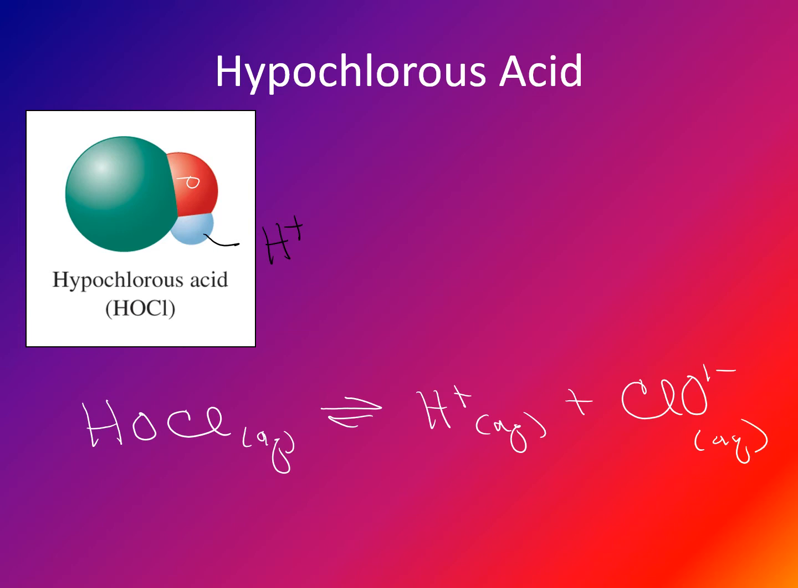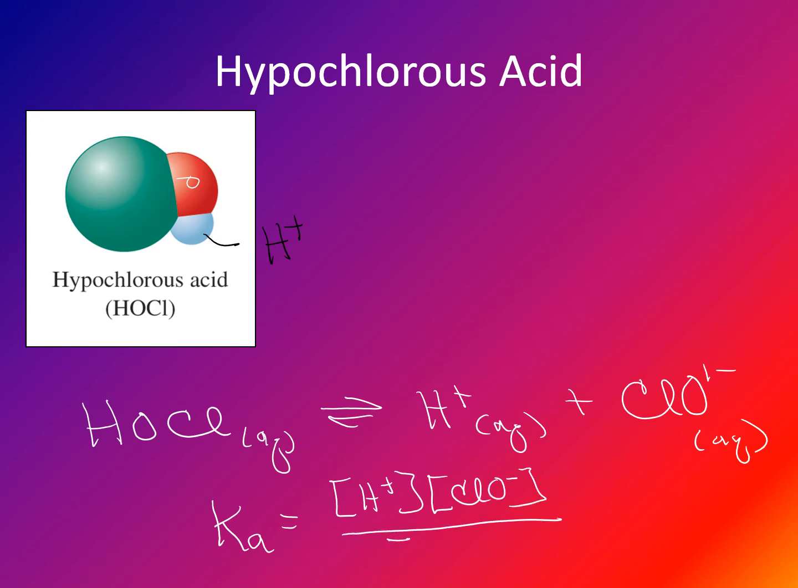If you think about its equilibrium expression, its Ka would be the concentration of hydrogen ions times the concentration of the hypochlorite ions over the unionized molecule. And this ratio would be very small because most of the molecule in the acid would be HOCl.